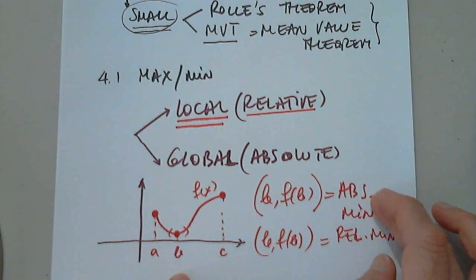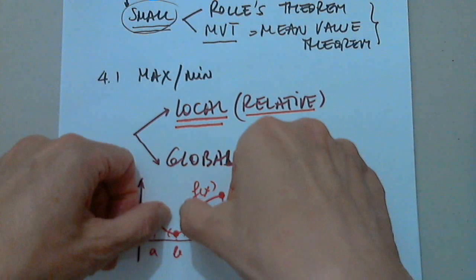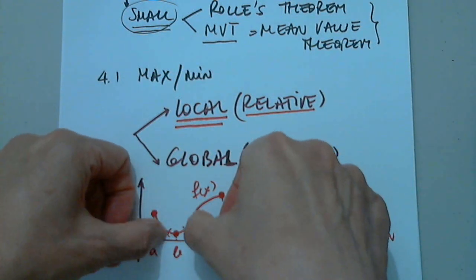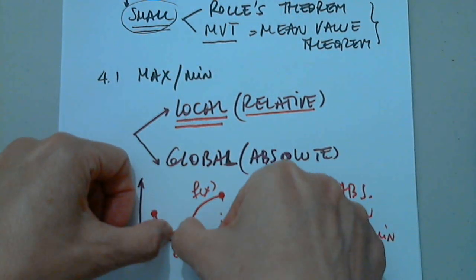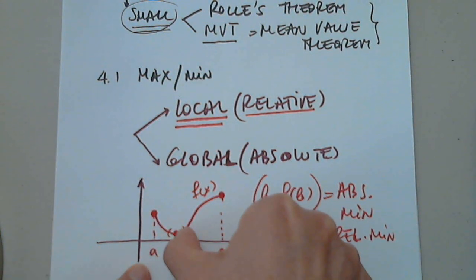So this is an absolute minimum because the entire function does not have a lower value of y, but this is also a relative minimum because the function values exist on both sides of the point and they are all higher than this height.